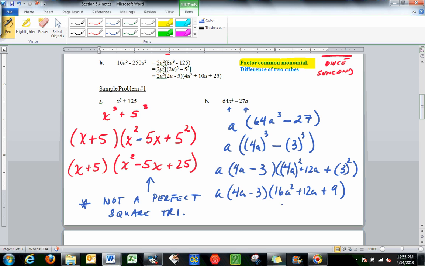And again, 16a squared is a perfect square, 9 is a perfect square, but because the 12a does not fulfill the pattern for a perfect square trinomial, you cannot factor this any farther. So that is the final factored result of part B. Okay, good job.